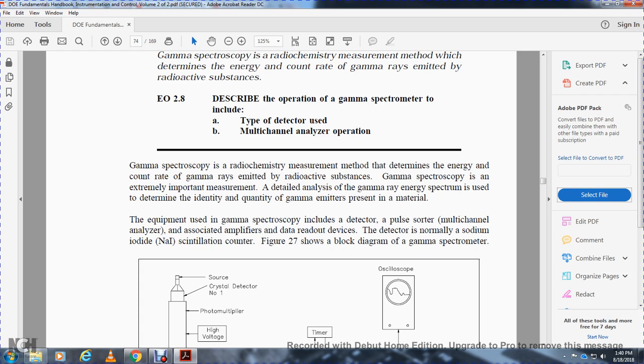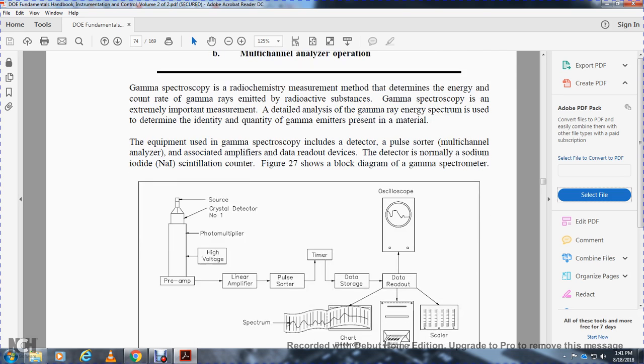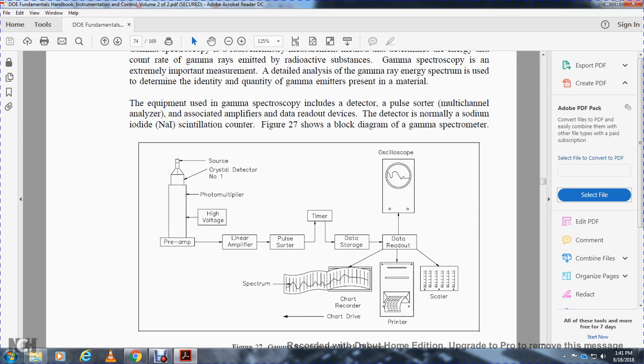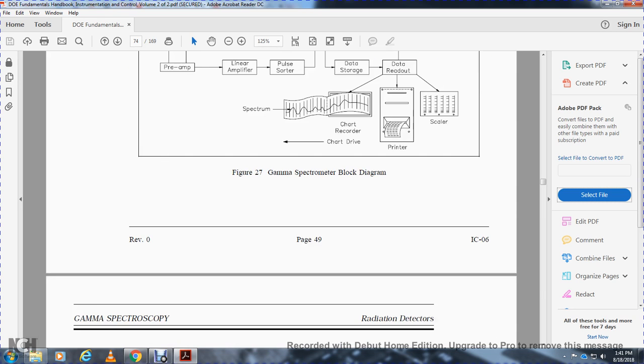The equipment of the gamma spectroscope includes the detector, pulse multi-channel analyzer, associated amplifier, and data readout device, with the detector normally a sodium iodide scintillator counter. Figure 227 shows the block diagram of the gamma spectrometer. You have your source, crystal, photomultiplier, high voltage preamp, linear amplifier, pulse sorter, timer, and data storage. Your oscilloscope has data readout with the spectrum chart recorder, chart driver, printer, and scaler.